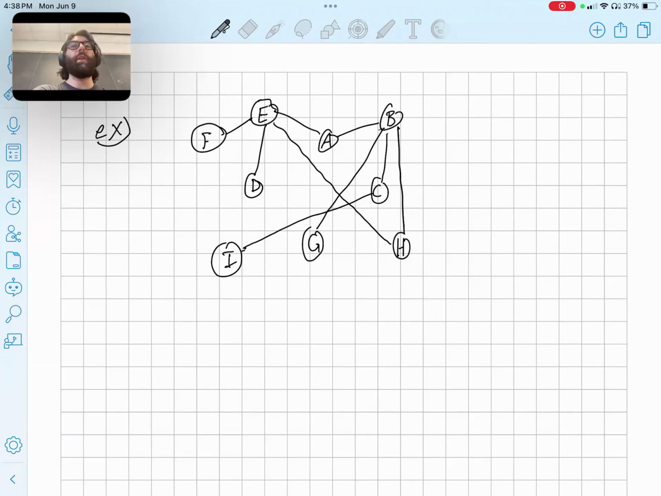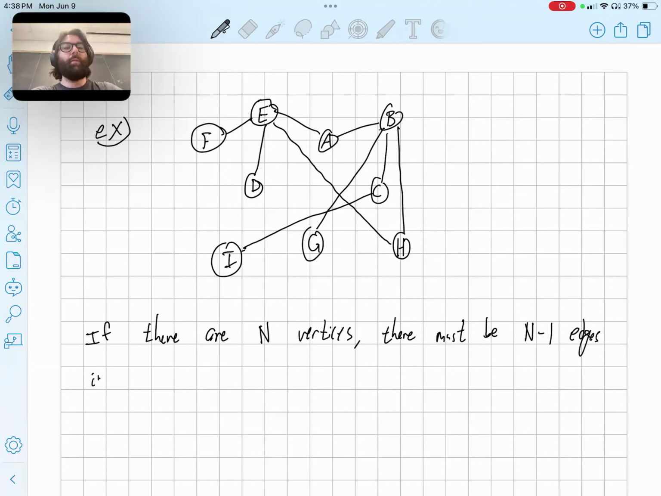And so we have these alternate criteria for when a graph is a tree, some of which are very computationally helpful. For example, we have that if there are n vertices, there must be n minus 1 edges in order to be a tree. So this is what's in practice very useful for us. So for this first graph here, take a second and think about it.